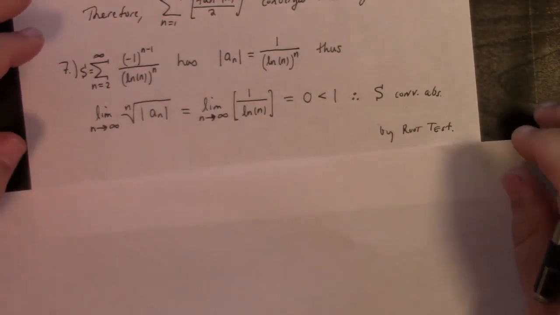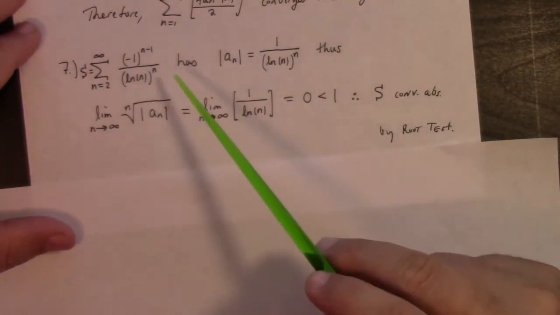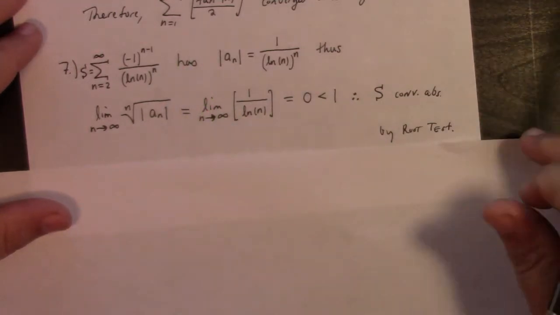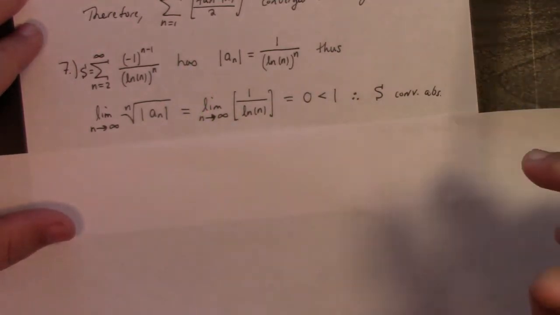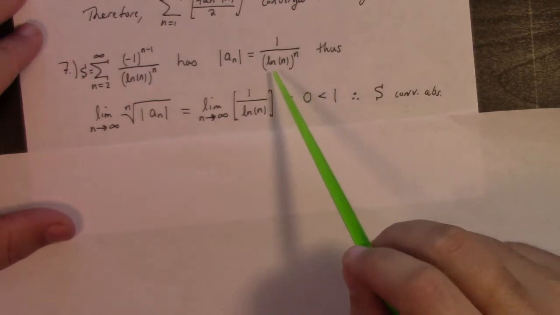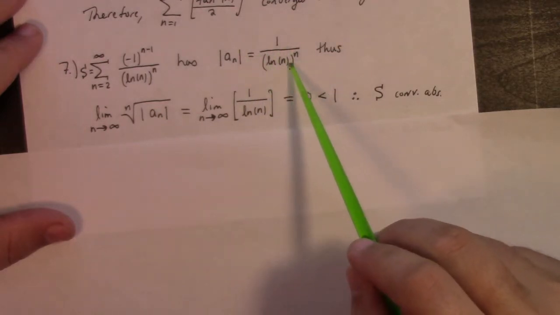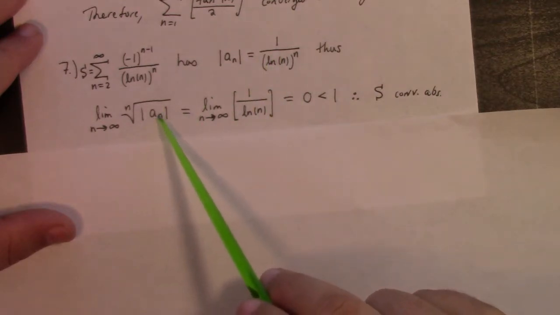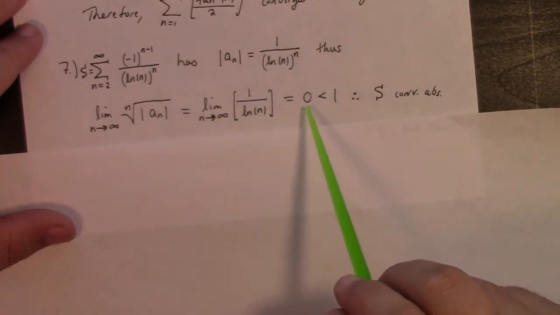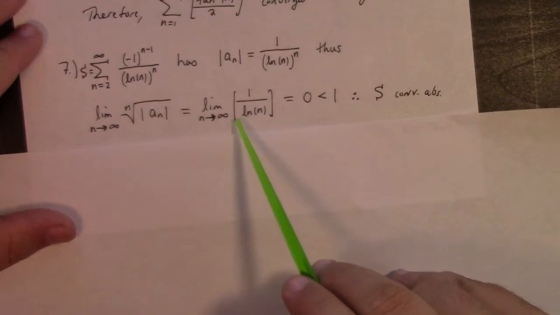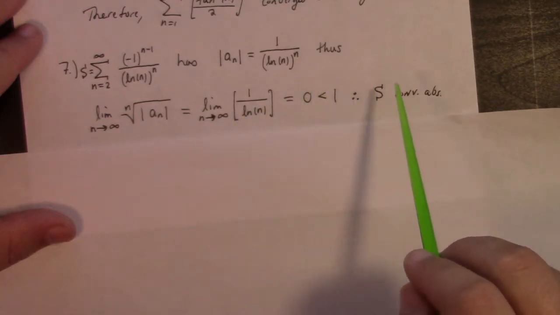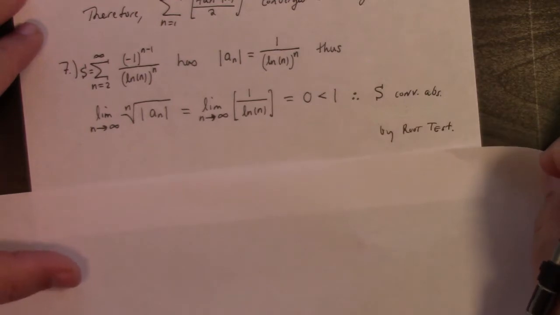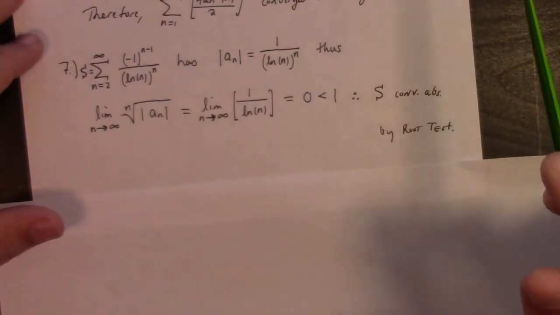Root test. This is another one that the root test is good for. Pretty much if you see something to the n power, maybe the root test is a good choice. So the absolute value of a n is 1 over log n to the n. And so the nth root is just 1 over log n. So the limit as n goes to infinity is 0, which of course is less than 1. Therefore this series converges absolutely by the root test. So there you go, a couple of examples.